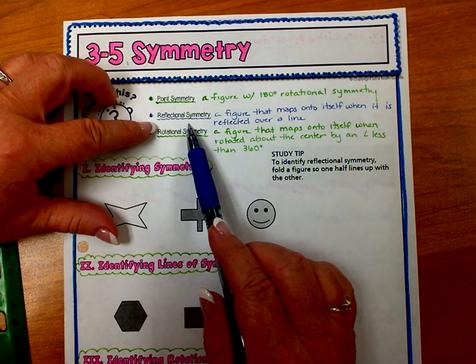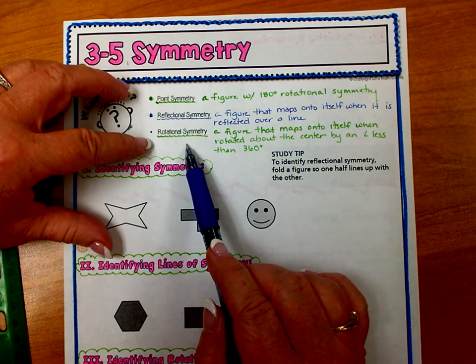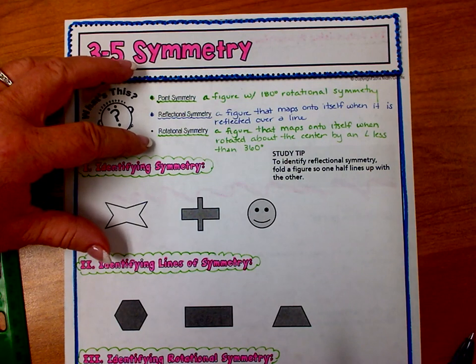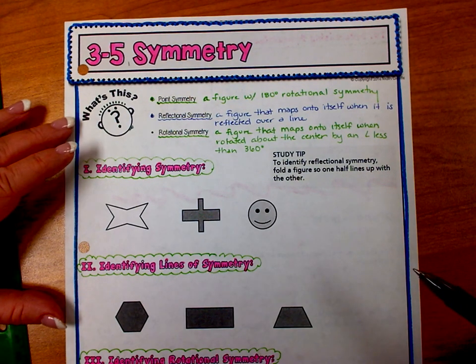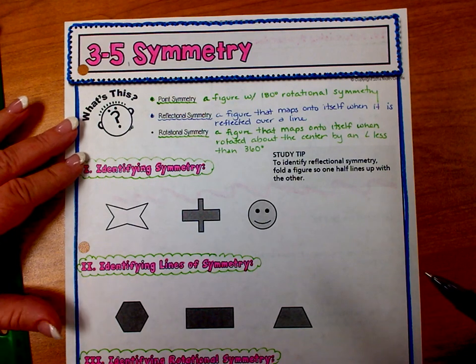Reflectional symmetry is a figure that maps onto itself when it is reflected over a line. And rotational symmetry is a figure that maps onto itself when rotated about the center by an angle less than 360 degrees. To identify symmetry, try to identify the line or lines of symmetry, then determine what type of symmetry results from that line.